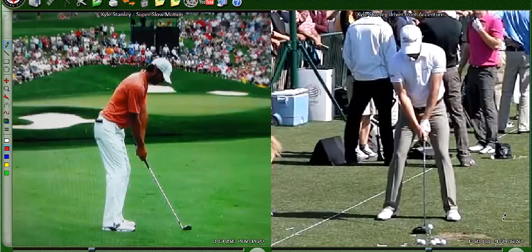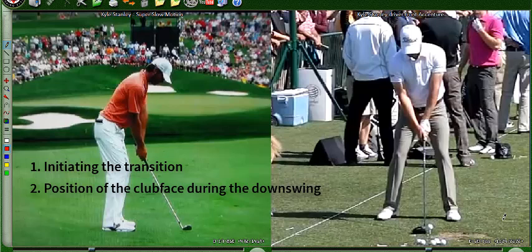Specifically, we're going to look at the way in which he initiates his transition into his downswing, and then we'll look at the way he sets the club face during his downswing, and then lastly we'll have a look at how he delivers the club face through the impact zone.